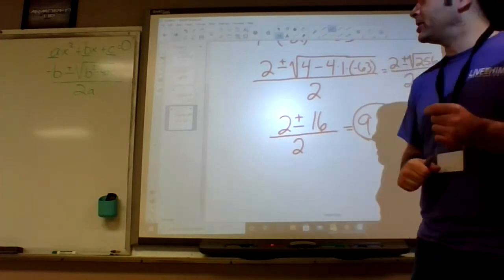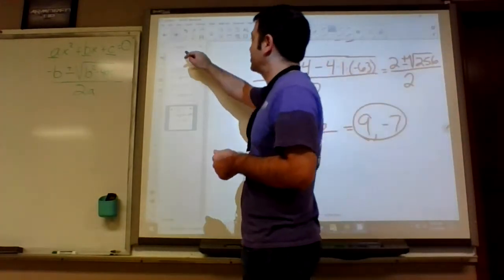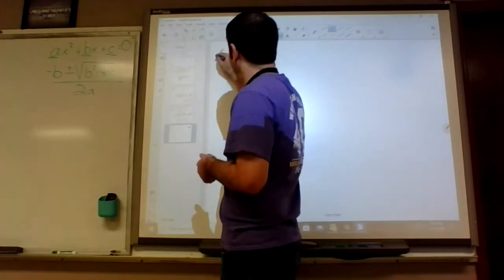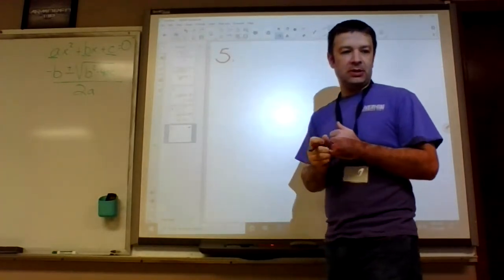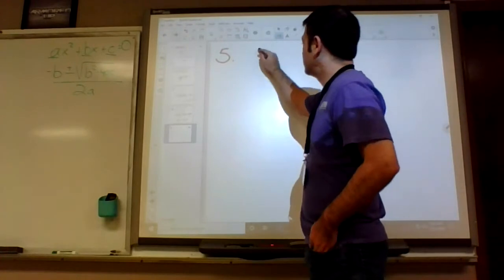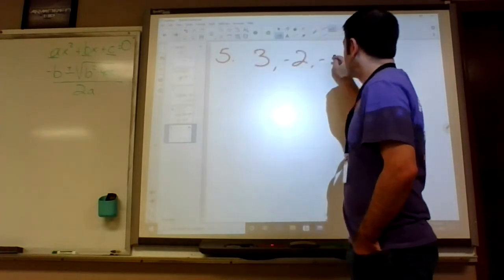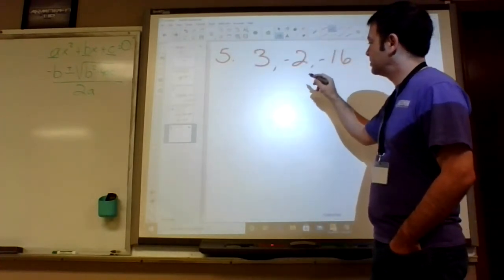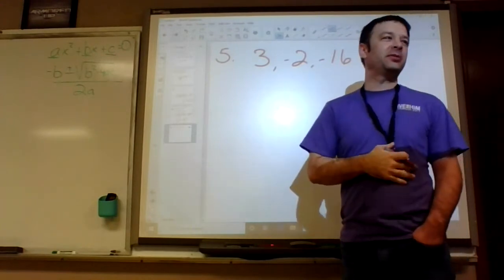Number 5. Okay, I'm not even going to write 5 down. I'm just going to ask, what is the A, B, and C for number 5? 3, -2, -16. Yeah. So, okay. You guys ready to help me?